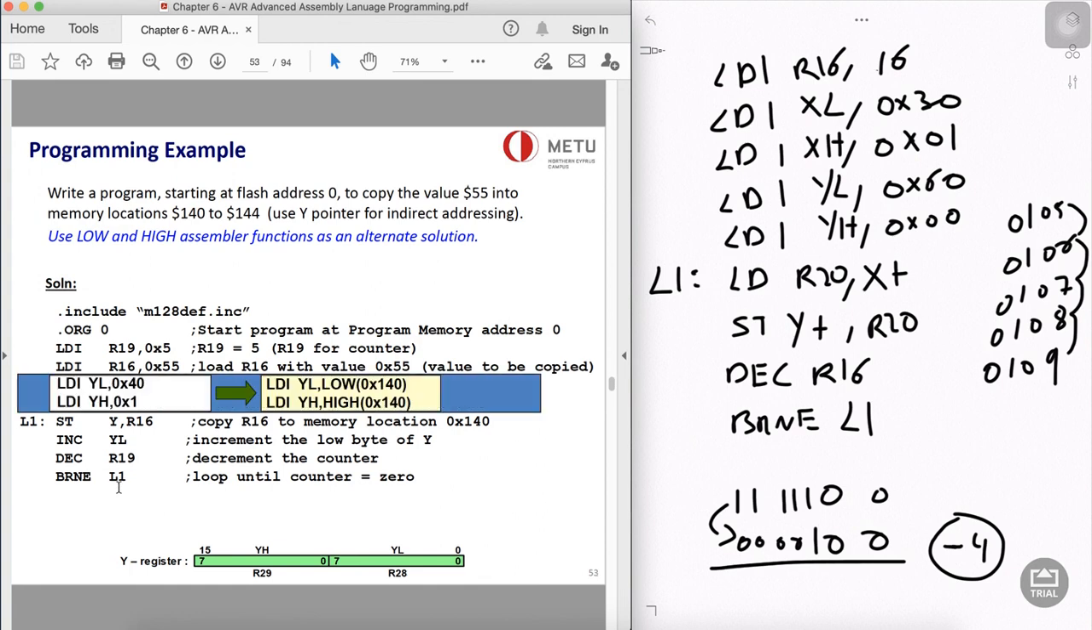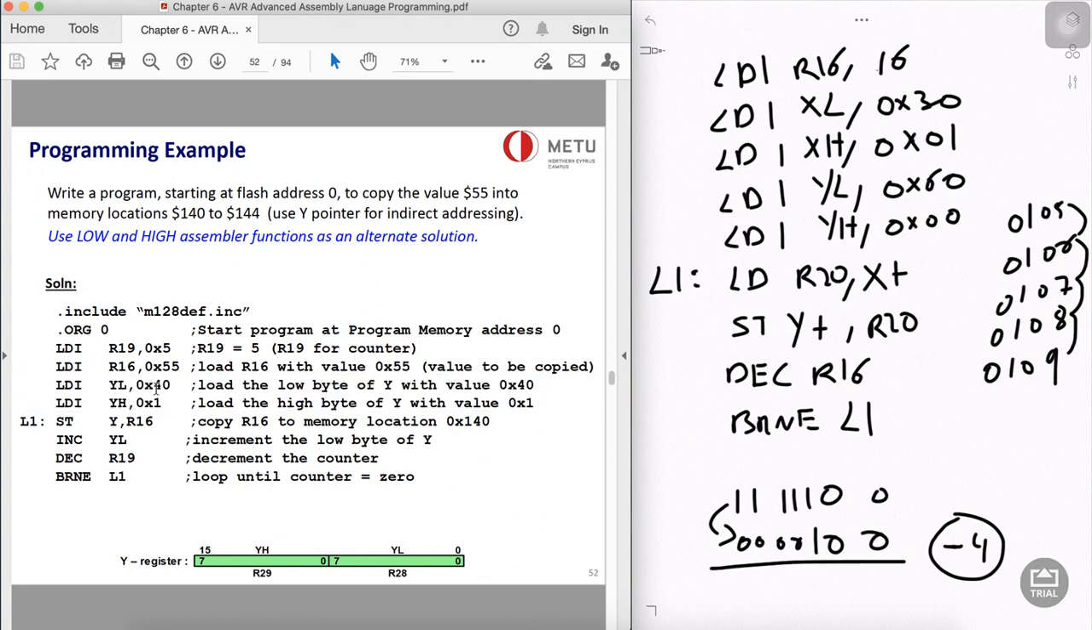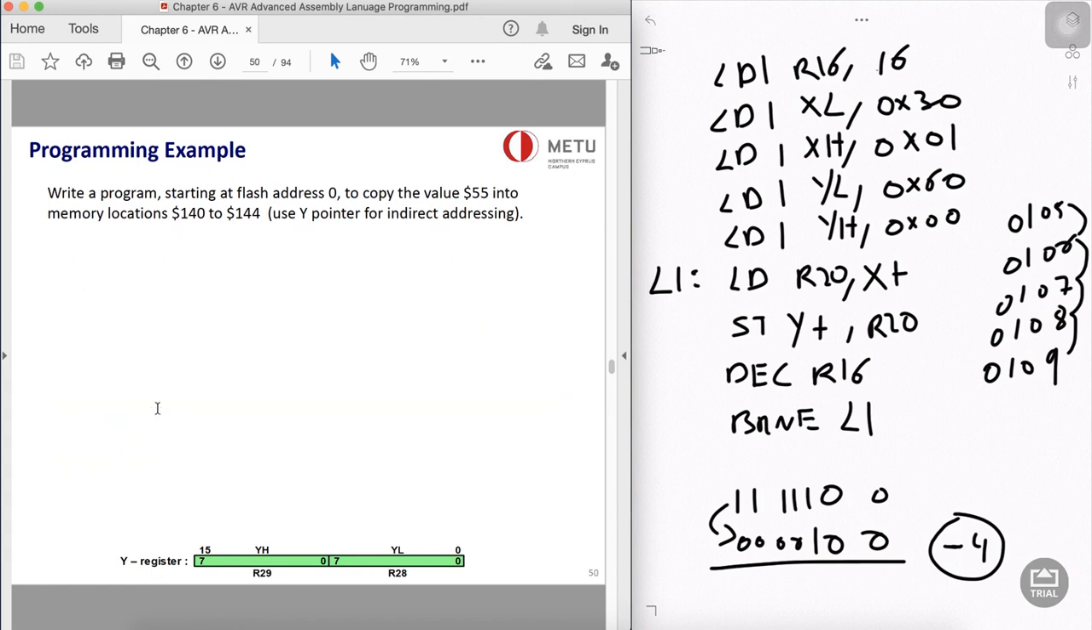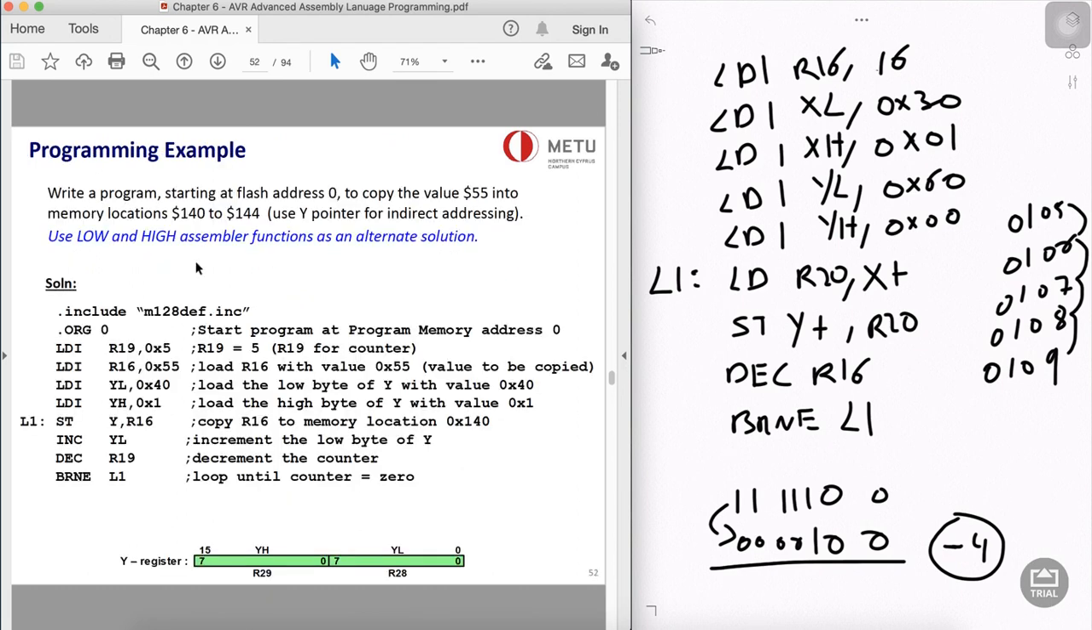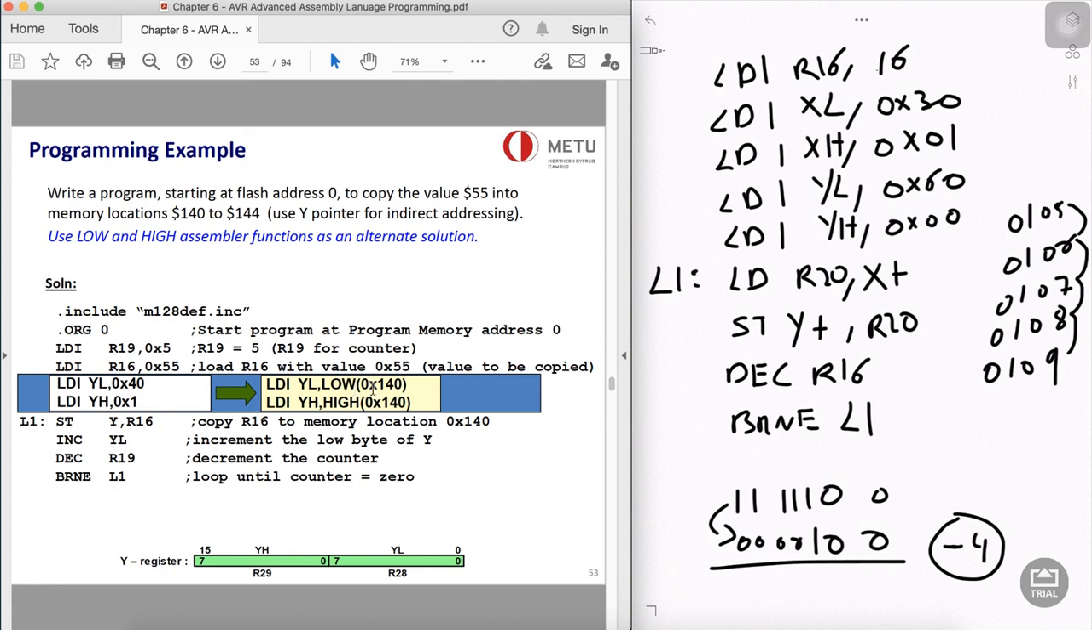So rather than using YL 40 and YH 1, we can just use, as we defined over here, low and high for the complete address. So this can be changed to low hex 140, so it will just get 40, and high hex 140, and it will get 1 for the high byte of it. Okay, so these are just some programming practices or coding practices that you can use for your assembly experience.